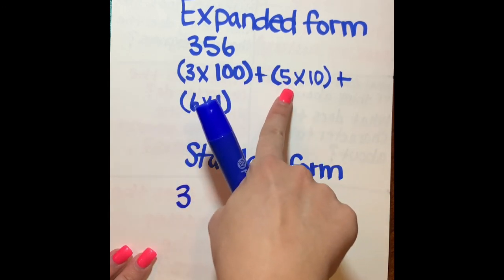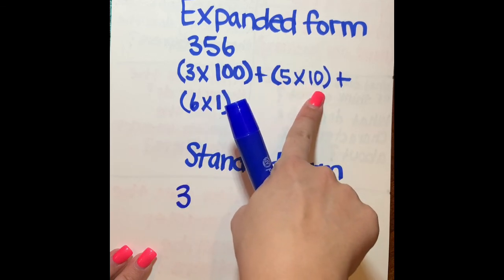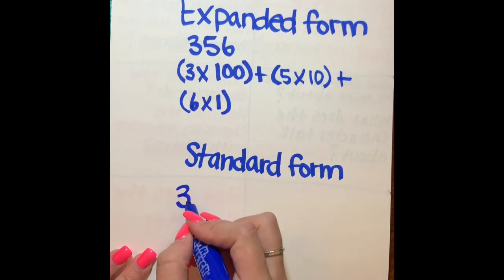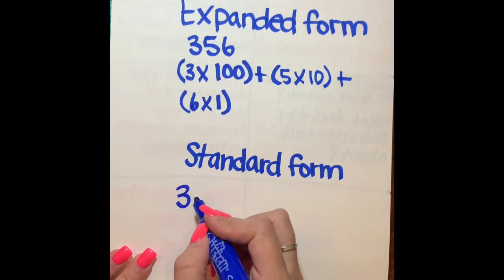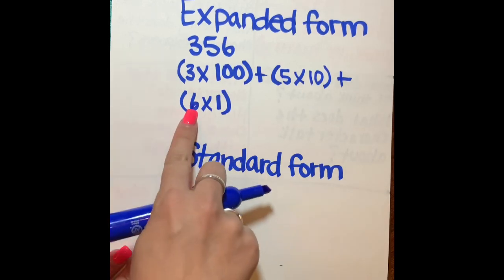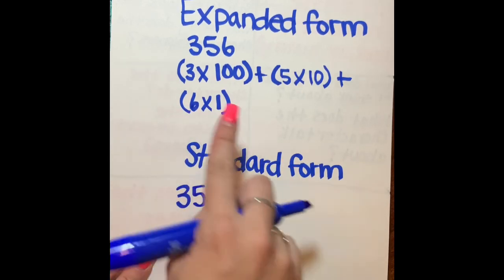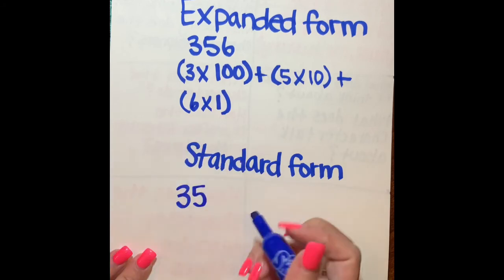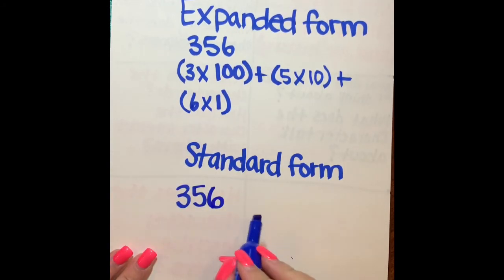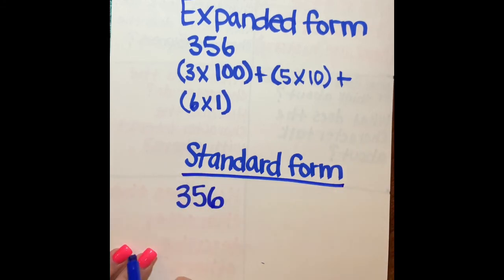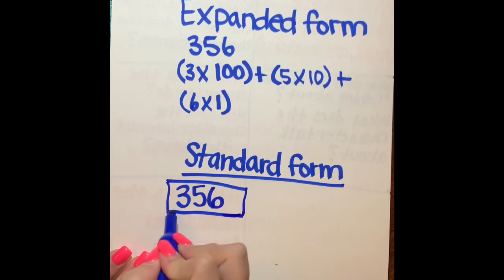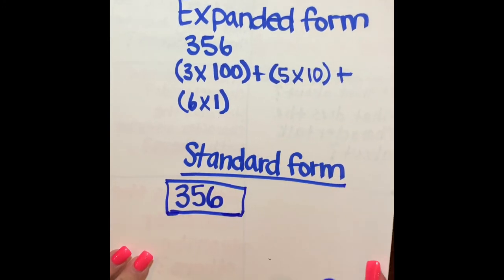5, I know is my next number I'm working with, and it's in the 10 spot because this tells me it's in the tens. So I know the tens comes right after the hundreds, so it's going to go right here. And 6 is going to be my next number. It's in the 1 spot. So I'm going to write 6 here. So 356 is your standard form. How you normally write a number, standard form is just a fancy way of saying that.